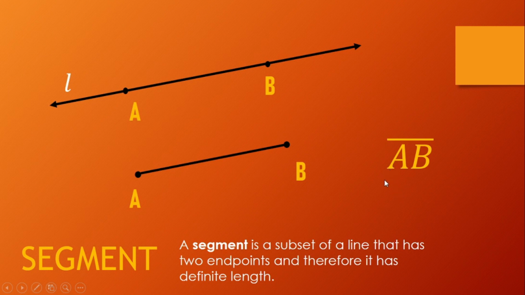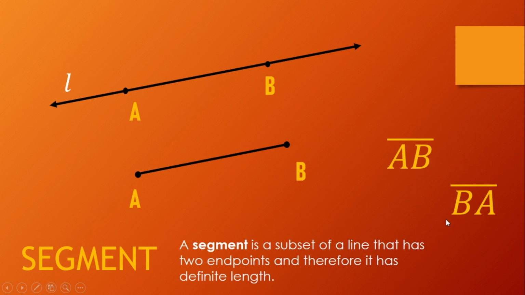Meron siyang line sa taas and then AB. And then we can also have this BA. Bakit pwede siya magkabaliktad? Kasi it's line segment naman. Both endpoints. So, ibig sabihin, nag-end siya both in this point. So, we have AB, segment AB, and segment BA.